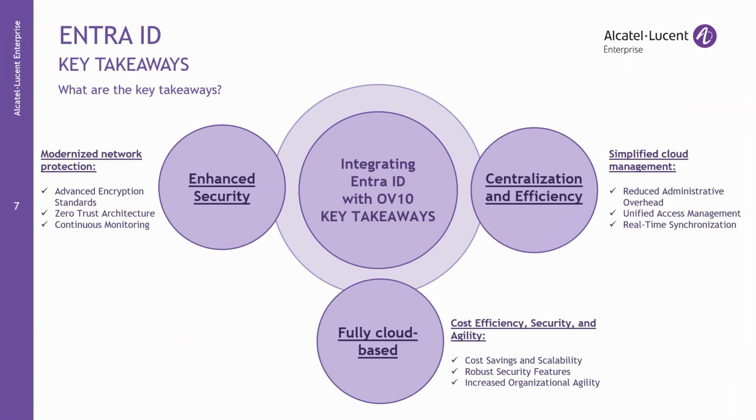To conclude, let's summarize the key benefits of integrating Entra ID with OmniVista. Enhanced security through modern authentication protocols and continuous monitoring. Centralized and efficient management by reducing administrative workload and streamlining user access control. A fully cloud-based approach that eliminates on-premises authentication servers and provides a scalable and flexible solution. By following these steps, organizations can enhance their network security while simplifying IT management.